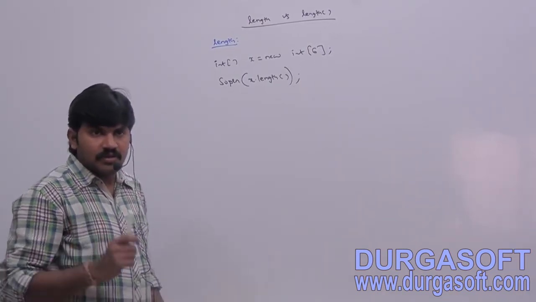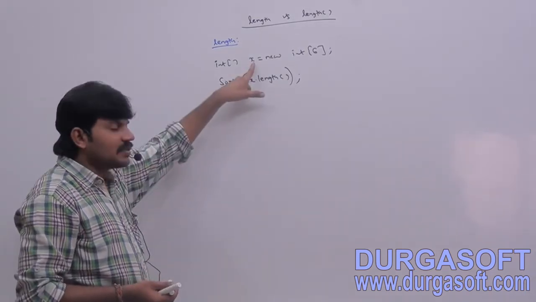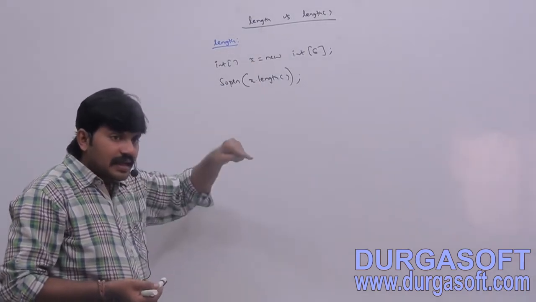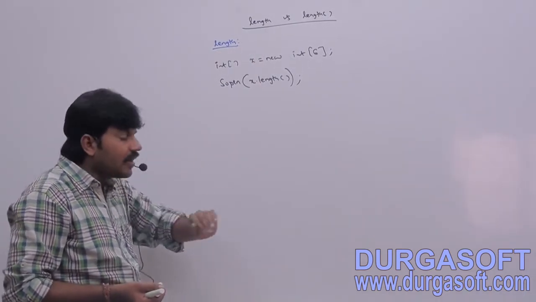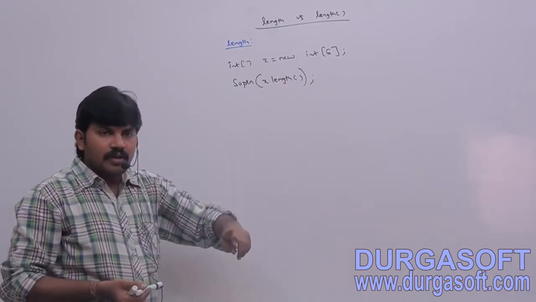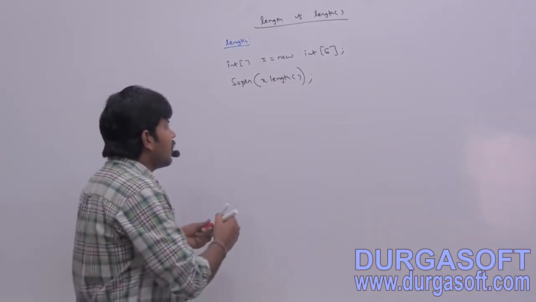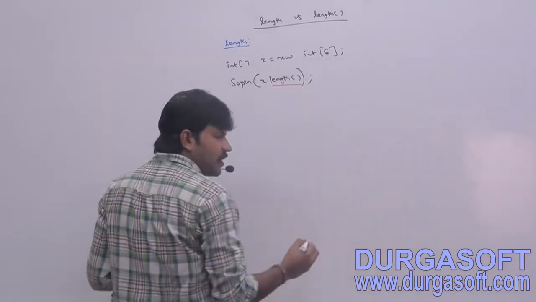We are going to get a compile time error by default, because what is x? X is an array. For an array, there is a length variable but not a length method. Sir, have you observed? Here I used what? The length method.